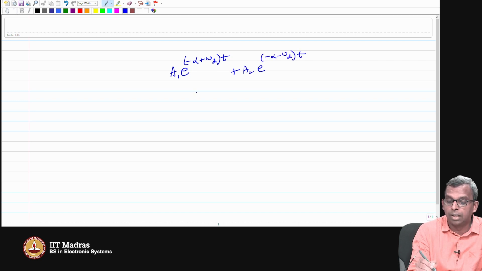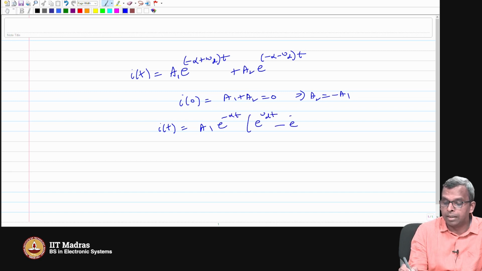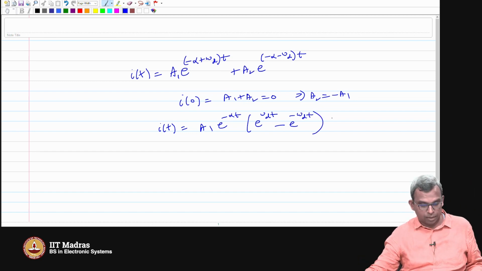This is what we have seen, but then I of 0 is actually a1 plus a2. It has to be equal to 0. That implies a2 is minus a1. And then I of t becomes a1 can be pulled out common, e power minus alpha t can be pulled out common, and you get e power omega dt minus e power minus omega dt. So it's a quick derivation.